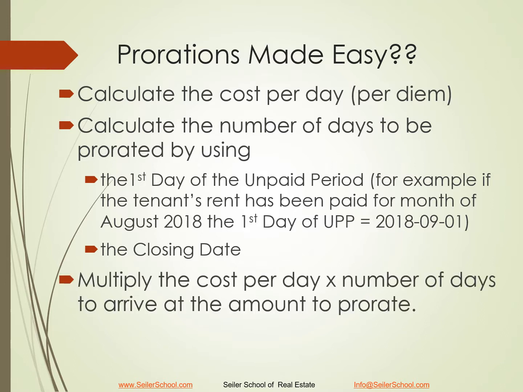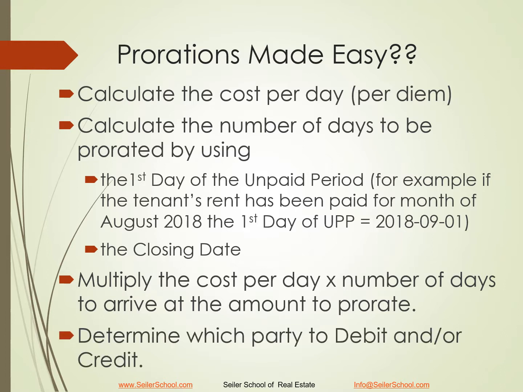We multiply the cost per day times the number of days to arrive at the amount to prorate. So we started with the costs. We figured out what it is per day. Then we used our first day of the unpaid period as it relates to the closing date, and we determined how many days that we have to prorate. Then it's a matter of simple multiplication. We multiply the cost per day times the number of days to arrive at the amount to prorate.